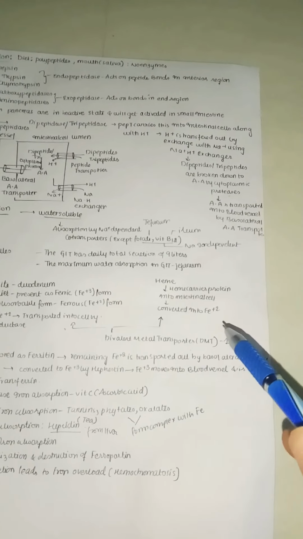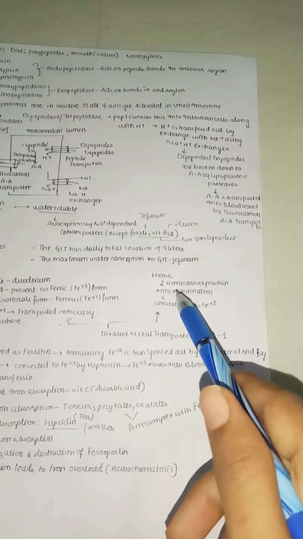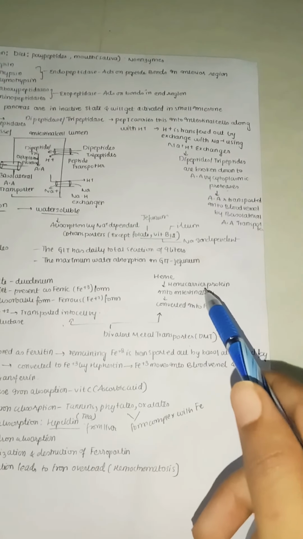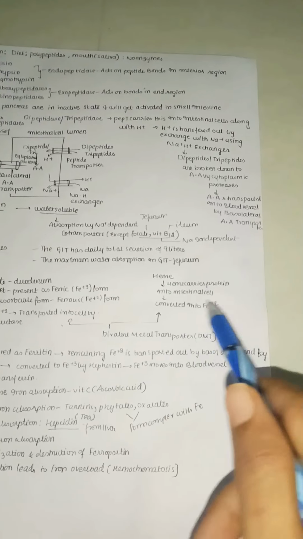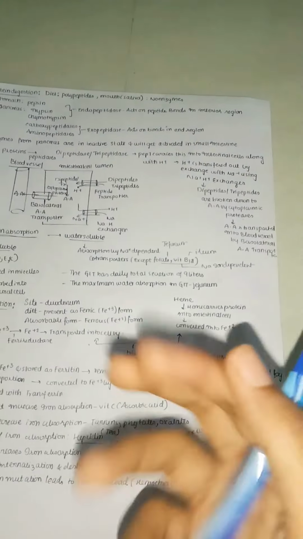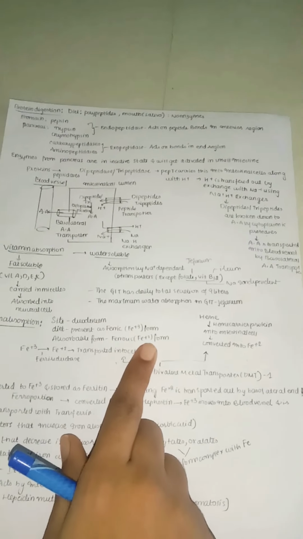Fe+2 is also formed by another mechanism, like heme. Heme which is present, there is a heme carrier protein. We have a heme carrier protein which also brings the heme into the intestinal cell. This also is converted now into Fe+2. So now Fe+2 is coming from two sources: one is from heme and the other is directly from Fe+3 converting into Fe+2.